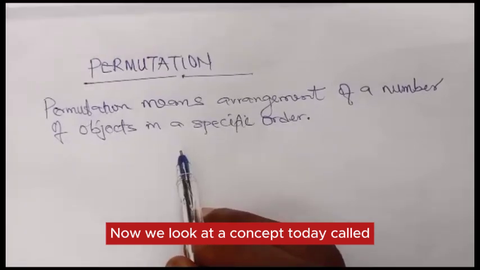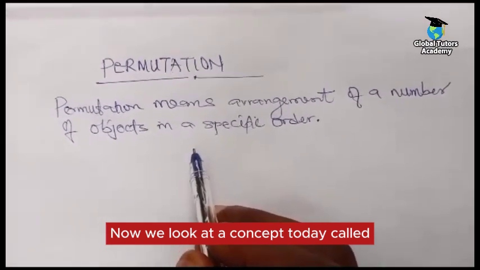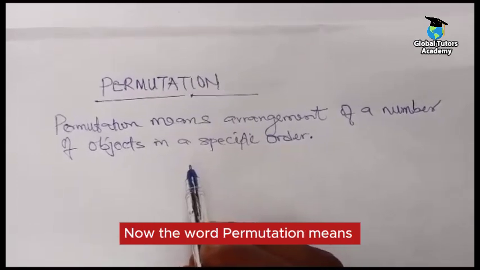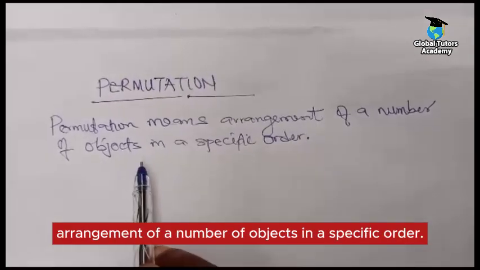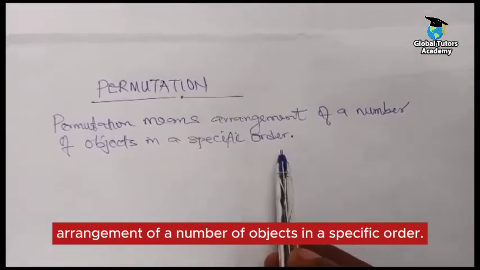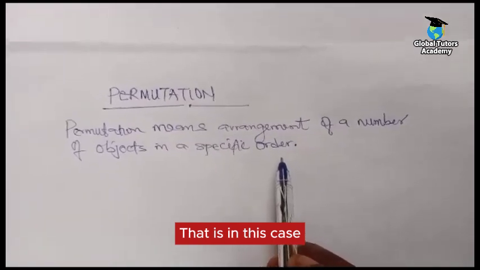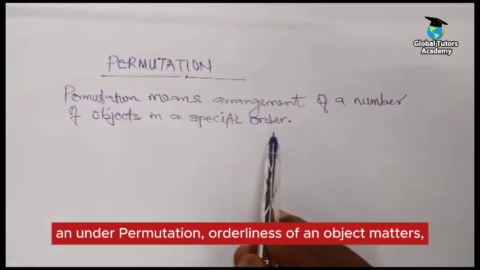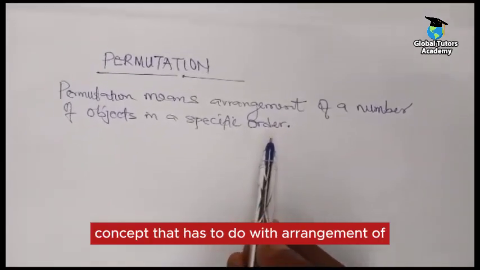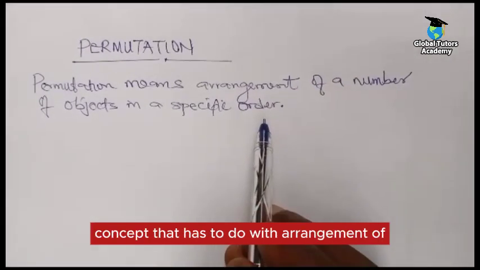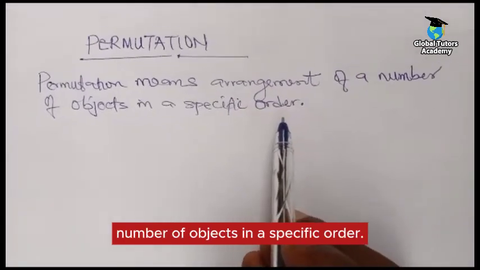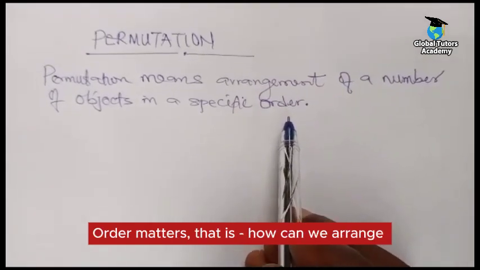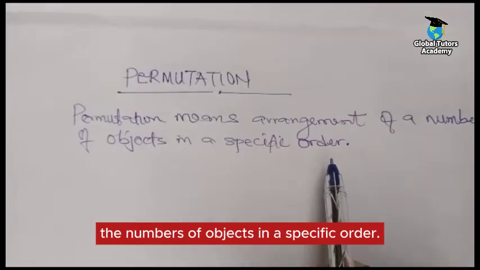Now we look at a concept today called permutation. The word permutation means arrangement of a number of objects in a specific order. That is, under permutation, the orderliness of objects matters. So permutation is a concept that has to do with arrangement of a number of objects in a specific order. Order matters.